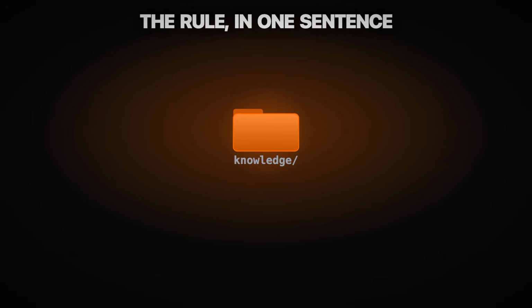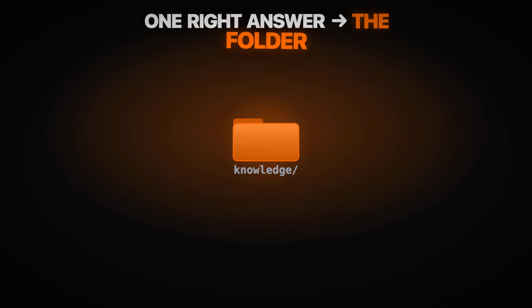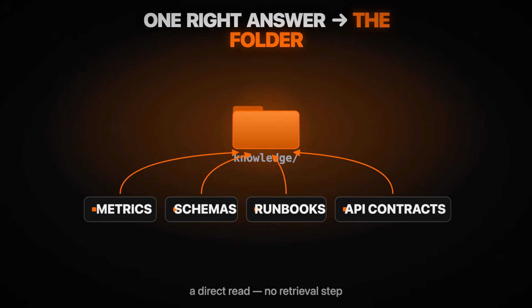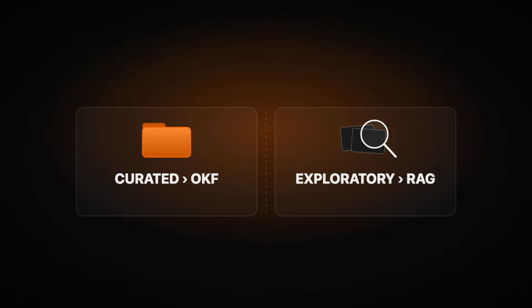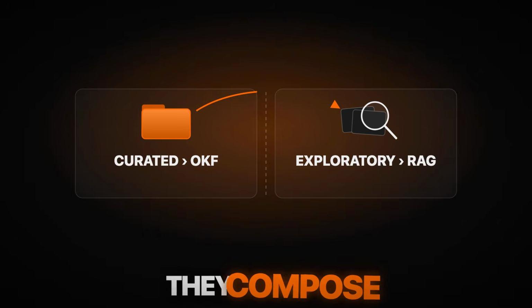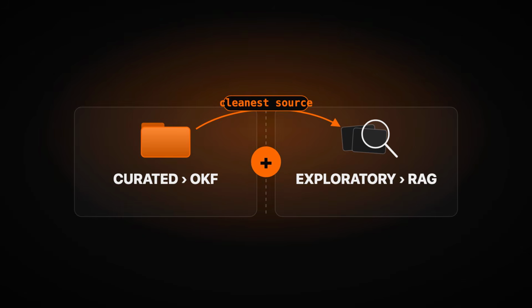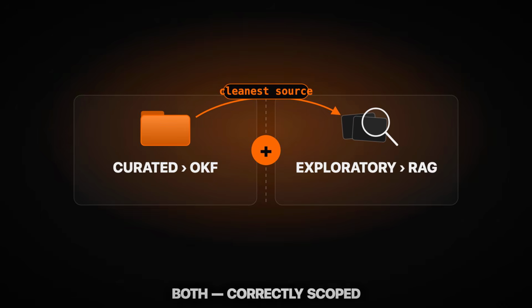good documentation. So the rule is 1 sentence. If the knowledge is curated and has a right answer, metrics, schemas, runbooks, API contracts, it goes in the folder and agents read it directly. If it's exploratory, search, discovery, find me anything about X, keep RAG. They compose too. Your RAG index can ingest the OKF bundle as its cleanest source. This isn't either or, it's both, correctly scoped.